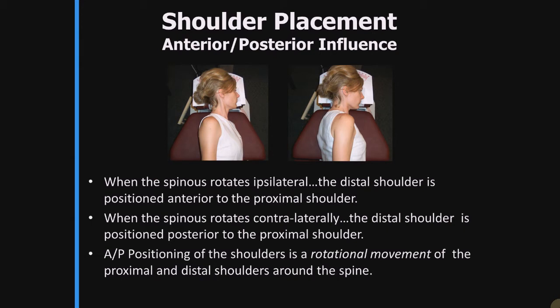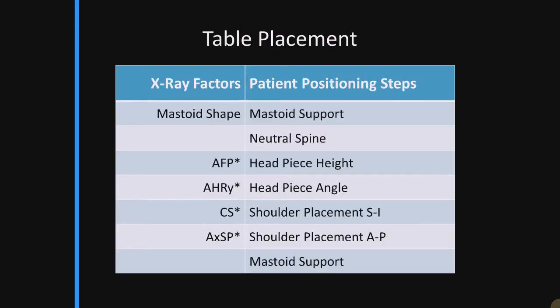Remember, this is a rotational movement of both shoulders around the spine. And the last step of table placement is to recheck the mastoid to make sure it's still 3/8 of an inch up onto the headpiece, and that the headpiece angle is steep enough to keep the curvature of the mastoid secure. Thus we have now finished the influences of table placement.